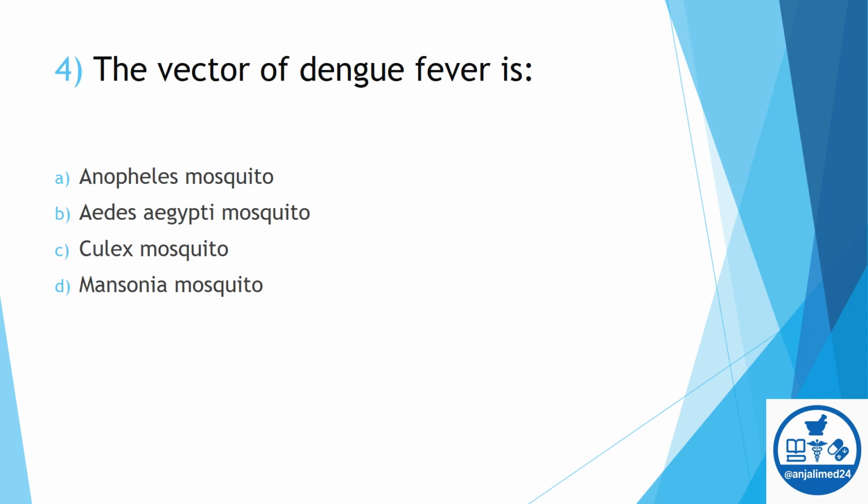The vector of dengue fever is A. Anopheles mosquito, B. Aedes aegypti mosquito, C. Culex mosquito, D. Mansonia mosquito. So the answer is Aedes aegypti mosquito. Also known as the tiger mosquito. It is a day-biting mosquito which breeds in clean stagnant water like coolers, buckets, etc.